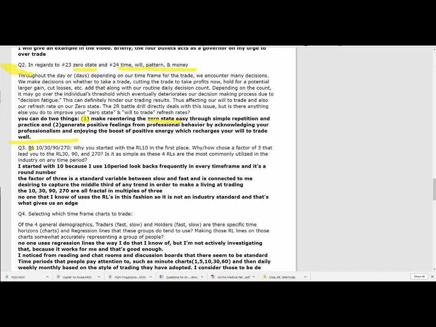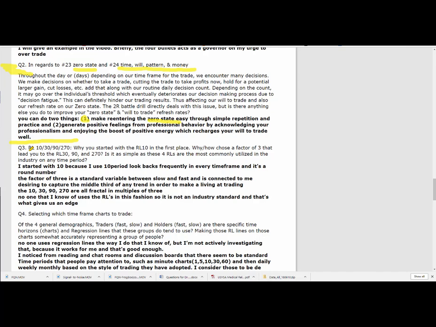So good. He asked, why did I start with the RL10 in the first place? Why a factor of 3? Is it simply that these 4 RLs are the most commonly used in the industry on any time period? Well, first things first. I started with 10 because I use the 10 period look back a lot in every time frame, and it's a round number. Right, so the 10 period NDX and the 10-day high, 10-month standard holding periods. That's a 200-day moving average, by the way. The 10 period was just a natural place to start.